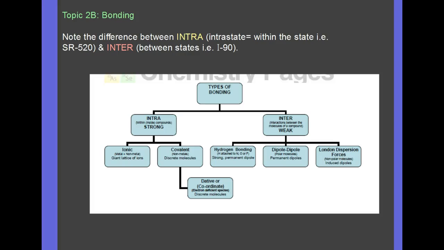This is a screencast on topic 2B in Unit 2 for AP Chemistry on bonding.